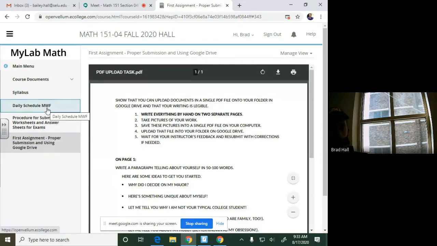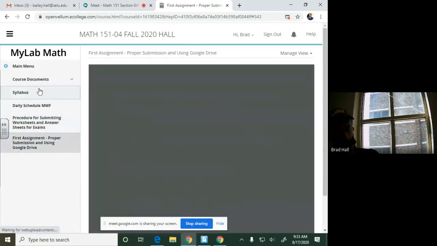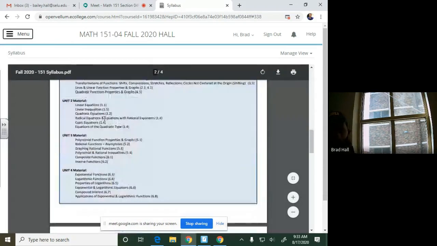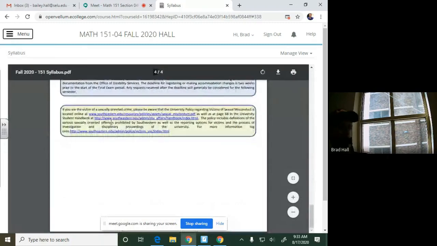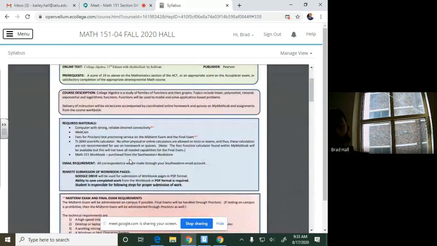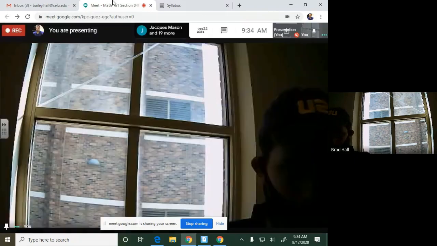If you read my emails and/or the announcements in Moodle, you should have read about these by now. So what I'm going to do is talk about the syllabus. The syllabus is rather lengthy. I can condense it down to a few main points. So of course, Math 151, this is college algebra.